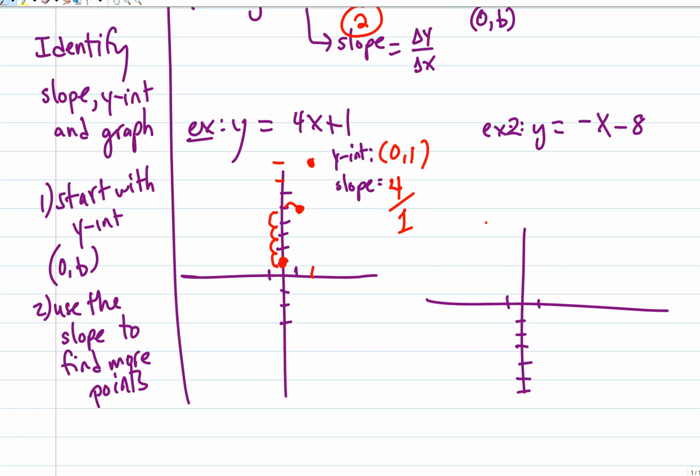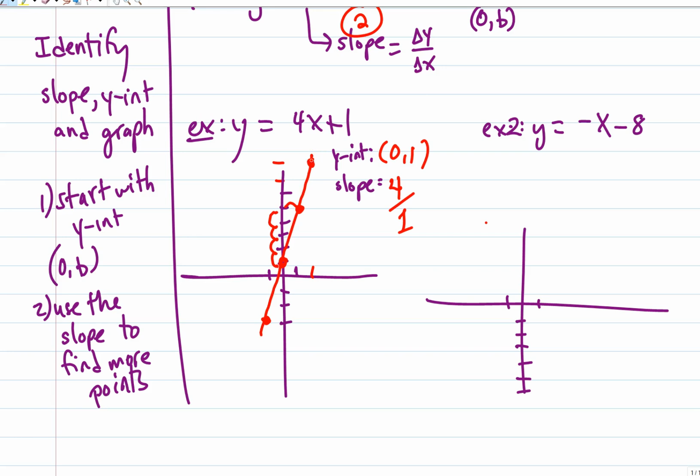What if you want to go backwards? Where are my advanced students at? How would you go backwards? Go down 4, 1, 2, 3, 4, and left 1. Does that still fall on our line? It sure does. Negative and negative is still a positive slope. Could you draw a line from that? Literally, it's connect the dots, right?